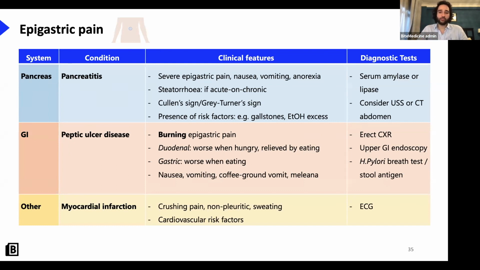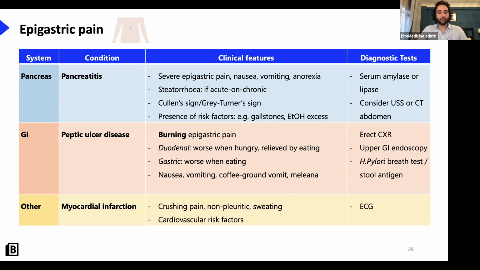And that's because when you eat, your pyloric sphincter constricts, and therefore the duodenal ulcer is going to be less irritated, whereas a gastric ulcer is going to be worse when you eat because you've got more gastric acid being produced and you've got more irritation taking place. So ask about that relationship as well, really important.